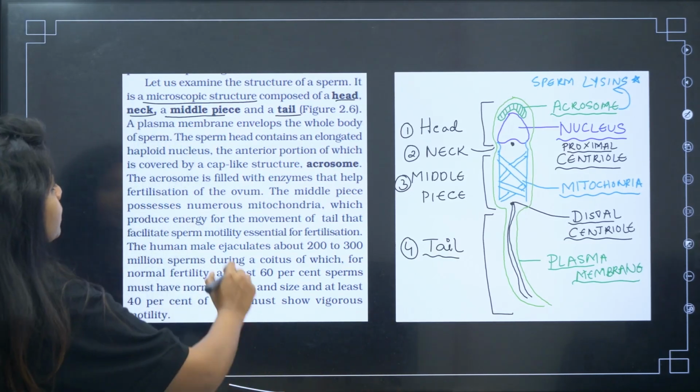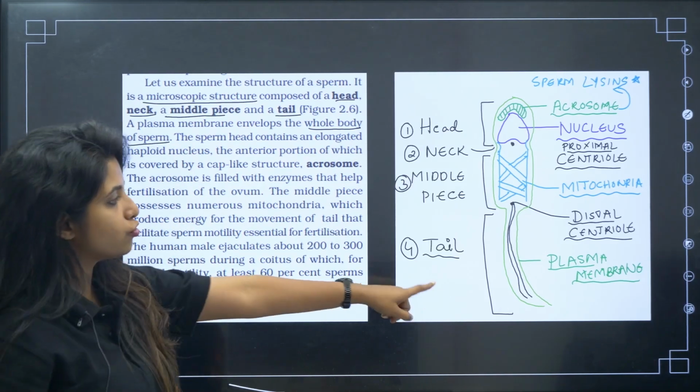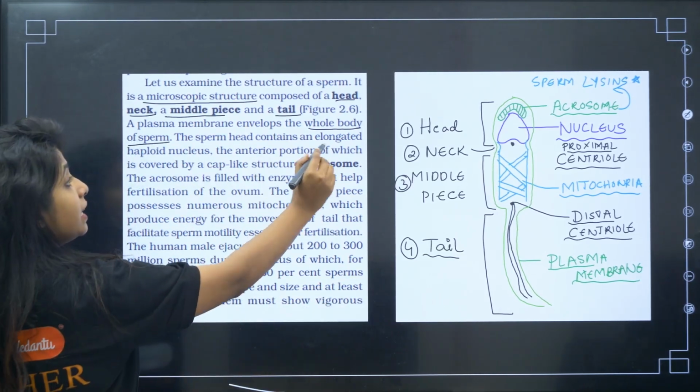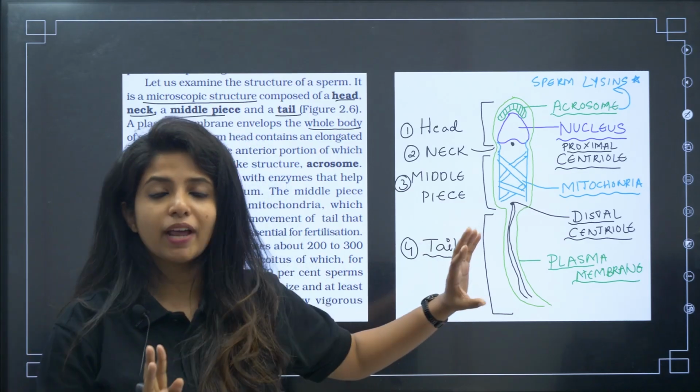Now let's read it. The plasma membrane envelops the whole body of the sperm, which you just saw. The sperm head contains an elongated haploid nucleus. Okay, we studied about haploid.